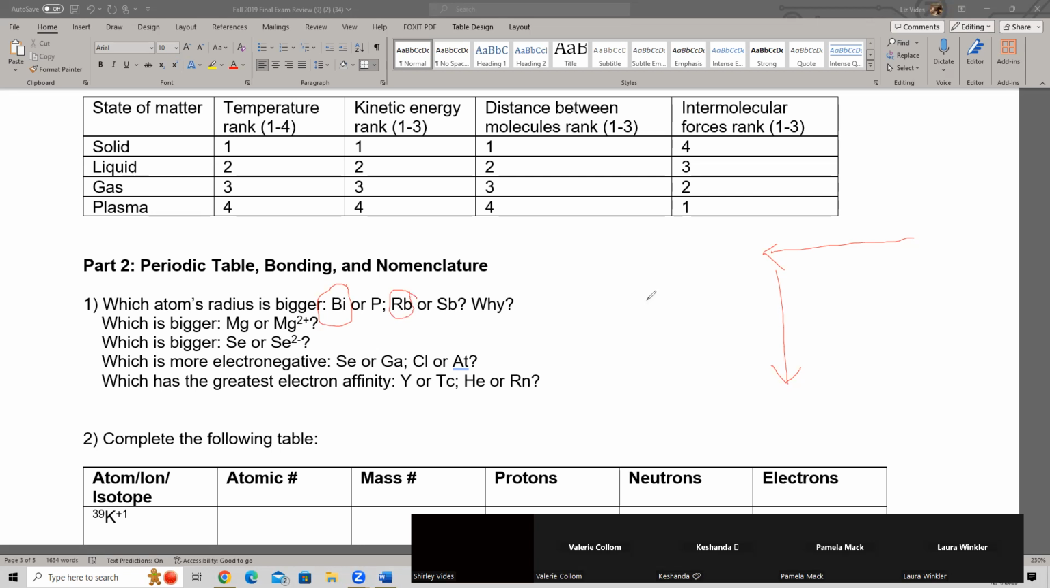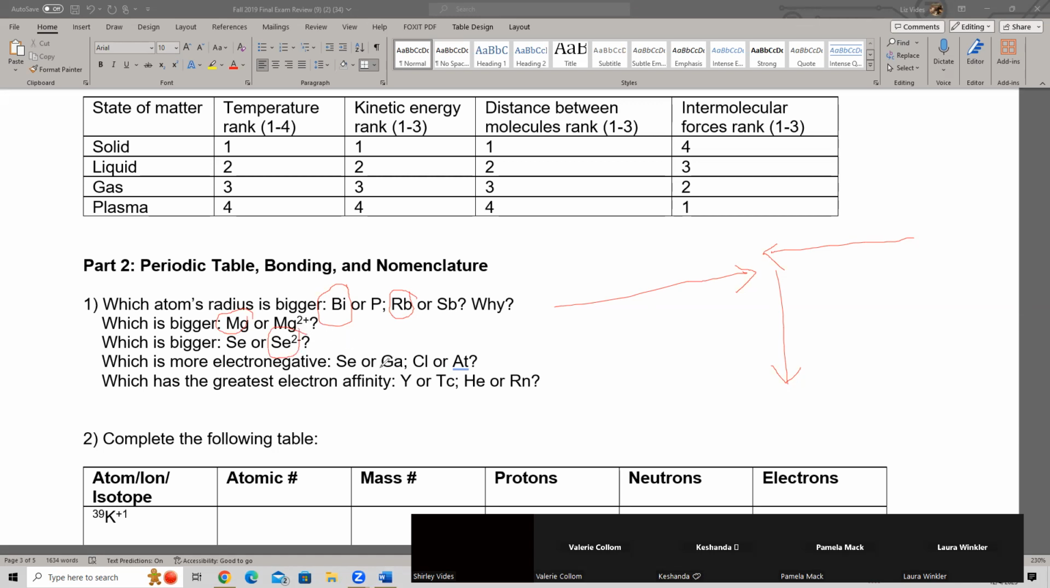Why? And you can say this. I mean, just describe it in words, right? Because the radius increases to the left and down the periodic table. That's all. All right, now, magnesium or magnesium ion. Remember, when you get positive, you're losing. So the one that's largest is magnesium. The one that's largest over here is selenium.